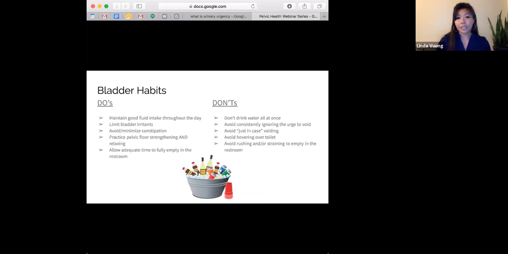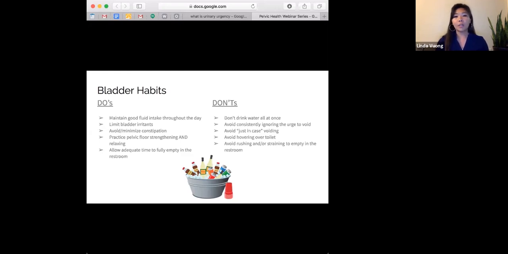Limiting your bladder irritants. Some common ones are high caffeine intake, high alcohol intake, citrus, and spicy foods. These are just things that irritate the bladder lining. And when it's in the bladder, the bladder just kind of goes, don't like it, get it out. And that's how we get a lot more frequency, urgency, and things like that. Avoid and minimize constipation. Constipation goes hand in hand with urinary symptoms, and we'll talk about that in a little bit. And then practicing pelvic floor strengthening and relaxation.